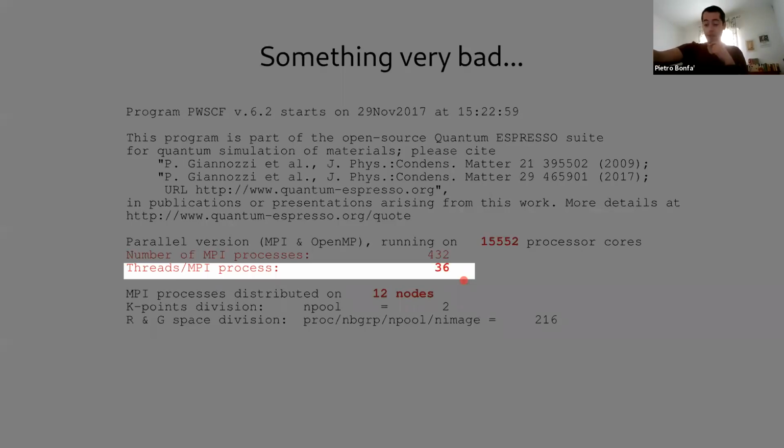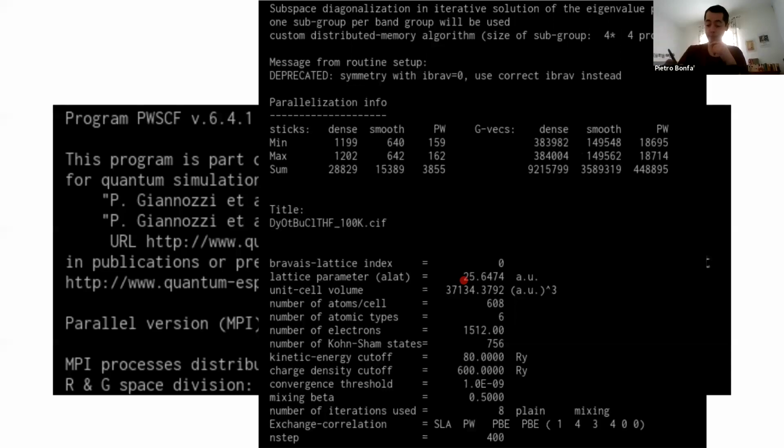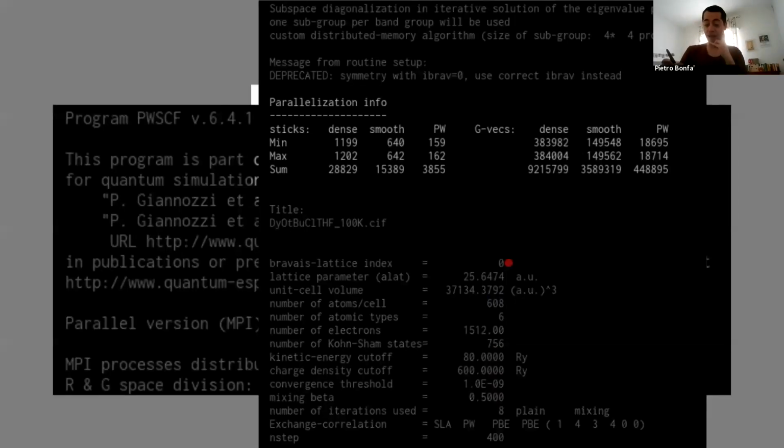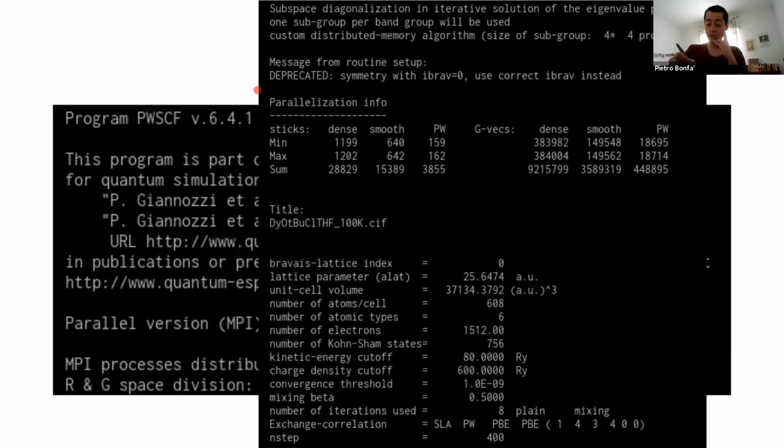Okay, very briefly, in order to understand if you should use a parallel eigensolver and what is the dimension of the problem, you should really check, as I told you during this hour and a half, the initial part of the output of Quantum Espresso. Here you have the number of Kohn-Sham states. I think you have gone through this.